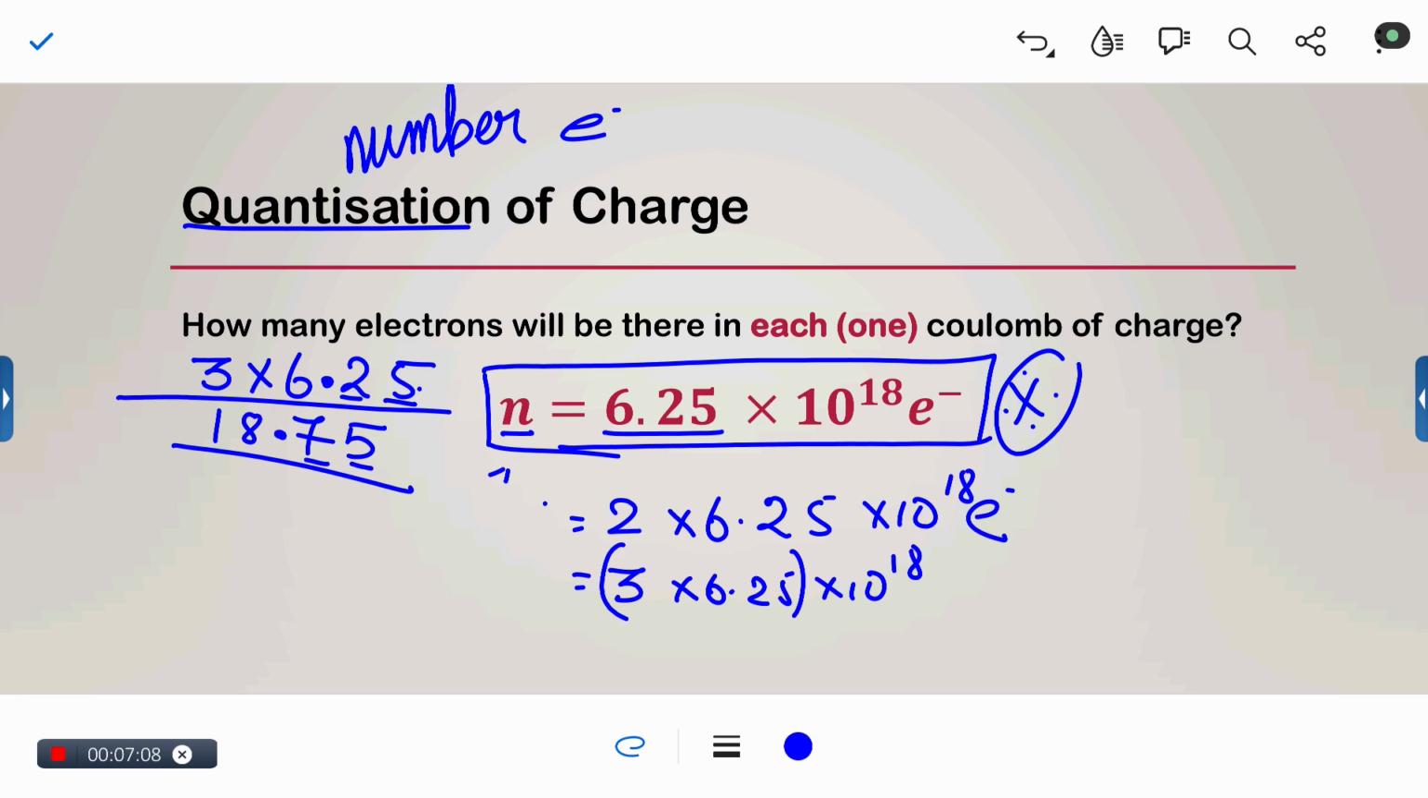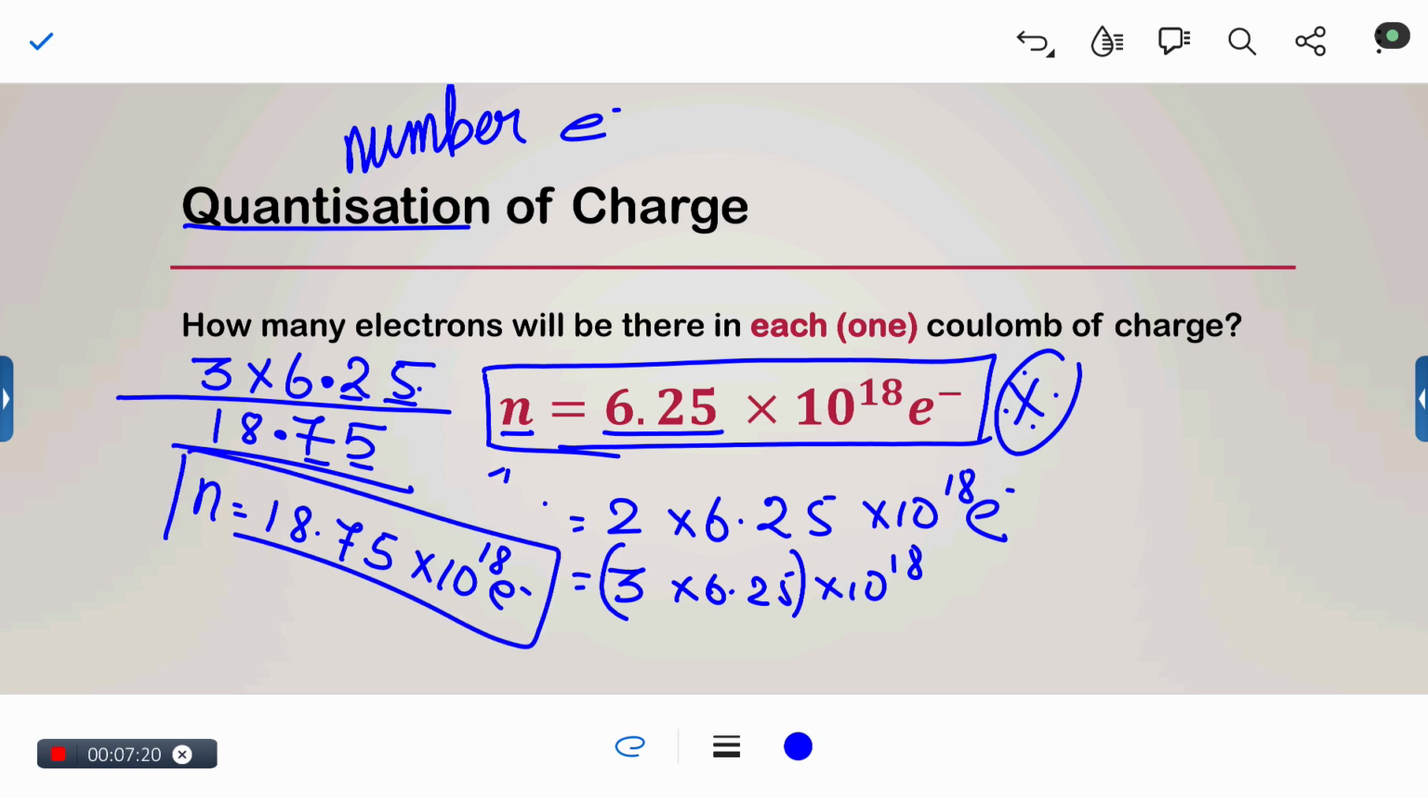1, 2. So from the right, after 2 digits, keep the decimal place. Then how can I write? N is equal to 18.75 into 10 to the power of 18 electrons. So the same procedure only we are going to follow for 4 coulomb or 5 coulomb or 6 coulomb, whatever it is. The main thing, this value we need to remember.